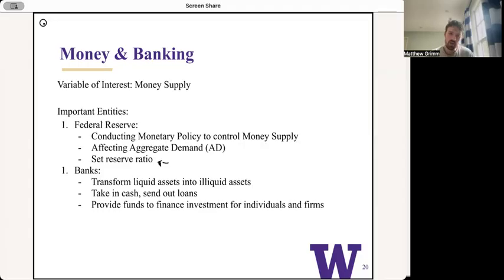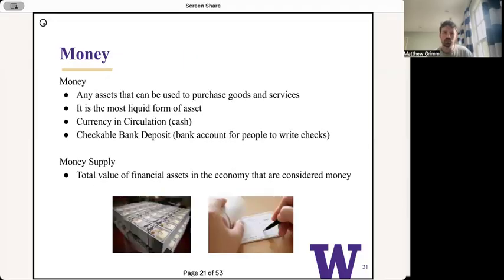So banks, they are going to transform liquid assets, such as my $100 that I'm going to invest, into illiquid assets. So they're going to take $90 and they're going to put it into funding a startup, and they won't see the returns on that for 5 years. Okay. So we're going to take in cash, we're going to send out loans, we're going to provide funds to finance investment for firms and individuals.